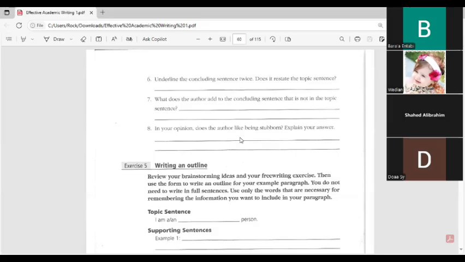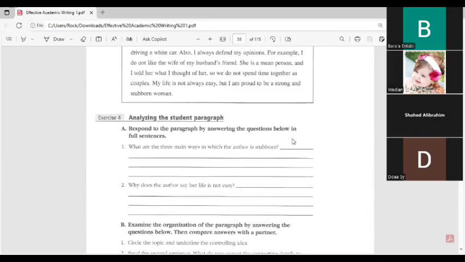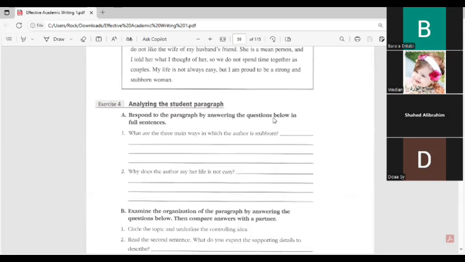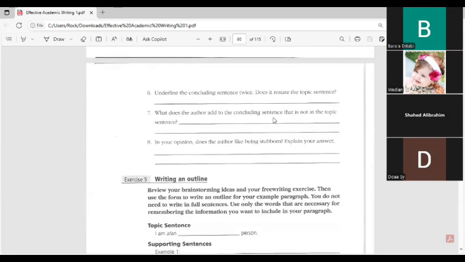In your opinion, does the author like being stubborn? Yes, I think so, because all the details of the topic are talking about being stubborn. And she said, "I am proud to be a strong and stubborn woman." So she likes this trait in her. Why? Because she thinks this is a sign of strength in her personality. She's proud of it.